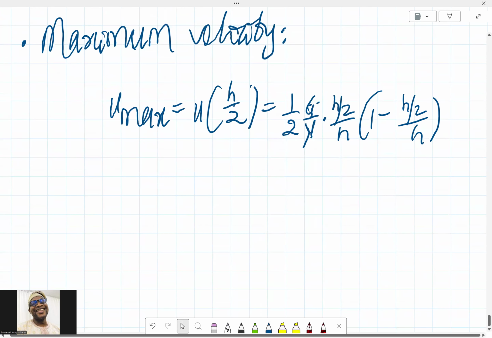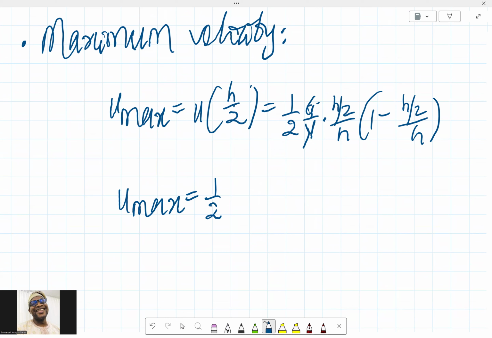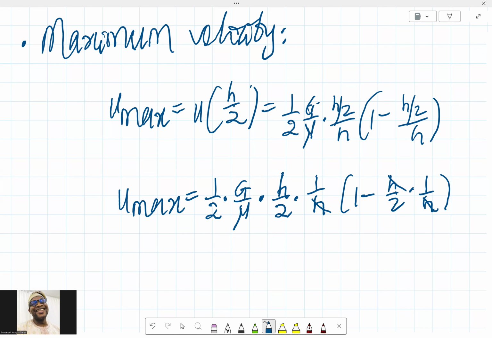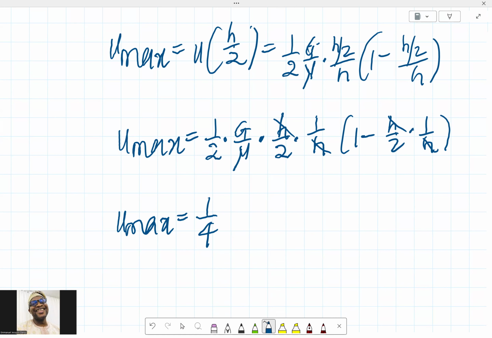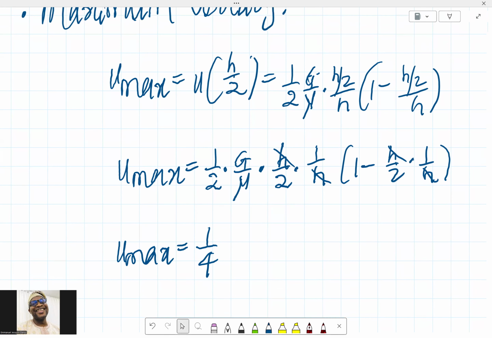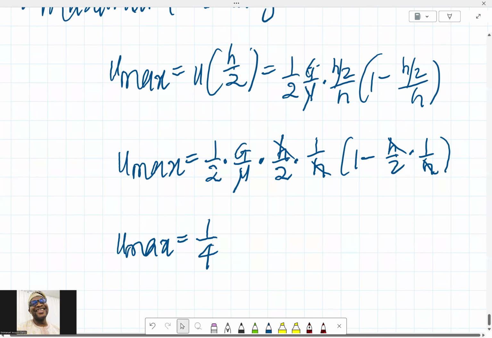So we have u max equal to 1 over 2 times g over mu times h over 2 times 1 over h. I think that makes it easier. 1 minus h over 2 times 1 over h, like this. So this cancels out, this cancels out. So u max is equal to 1 over 4 g, h over 2, right? 1 over 4.